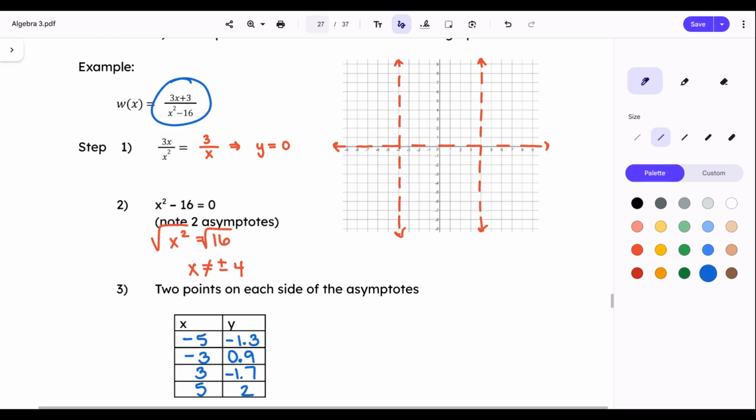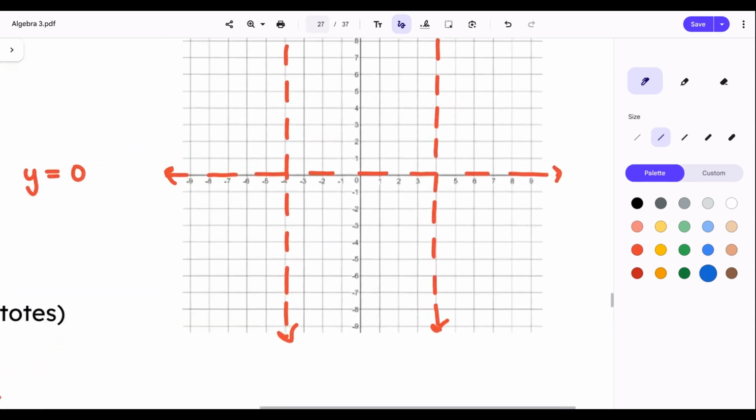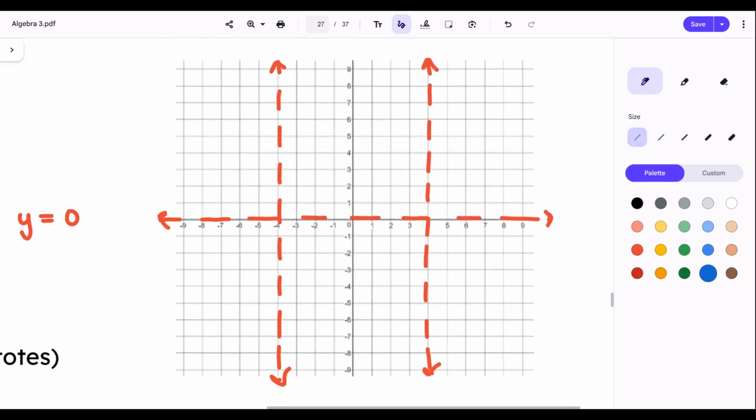Okay, so now we're going to graph these points. So -5, and then you're going to go down to -1.3-ish. Okay, I'm going to zoom in on the graph here. We're going to do the best we can with these. So that's about there. Then we had -3, we said was at 0.9. We said 3 was at -1.7. And then 5 was at 2. All right, so I've got those points put on my graph.